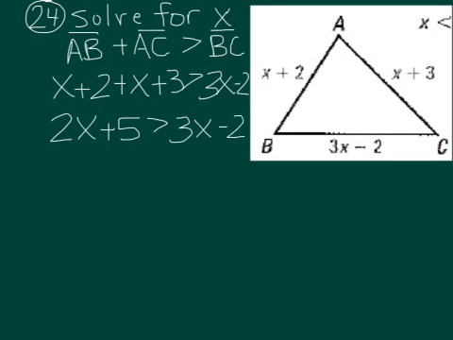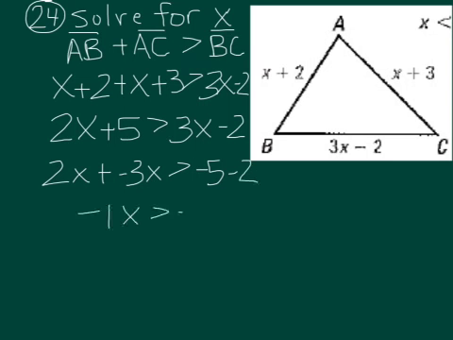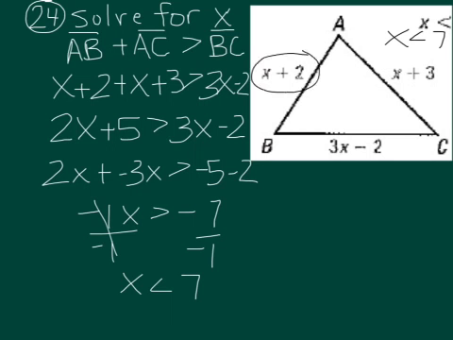So if I move my like terms together, I've got 2x plus negative 3x is greater than negative 5 minus 2. So that's negative 1x is greater than negative 7. Divide both sides by negative 1. So x is less than 7. Remember, if you divide or multiply by a negative on an inequality, you have to turn that inequality around. So the answer here, the value of x that makes this true, is x is less than 7. So remember, this works because two sides of a triangle added together are always greater than the third side.